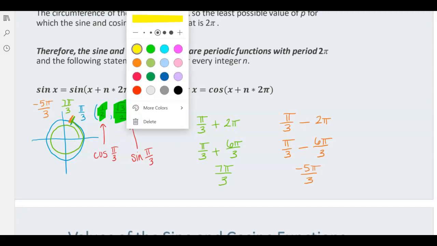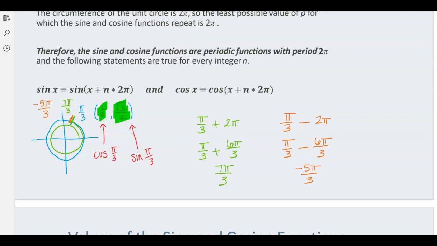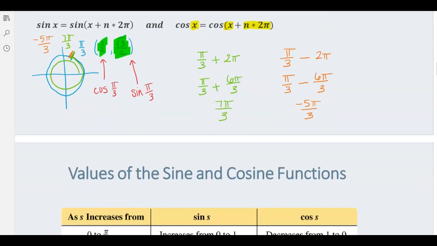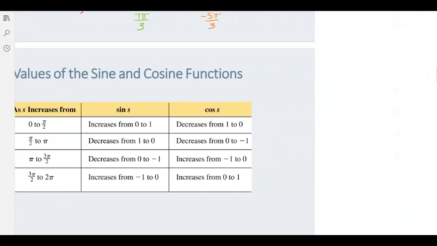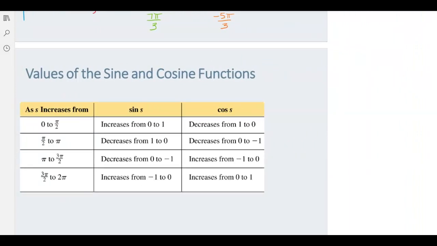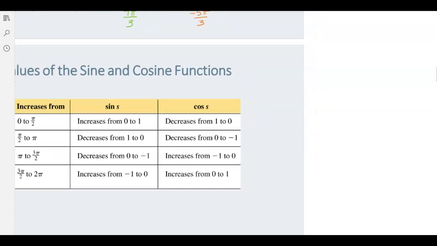So when I look at these two functions, this is saying if I take the original angle that I started at and add some multiple of 2 pi, the cosine values will be the same. Similar for the sine values. This is a little bit of information that helps us understand what the graphs look like. I'm going to draw a couple pictures. Let's talk about the sine value first. Let's talk about sine of s.